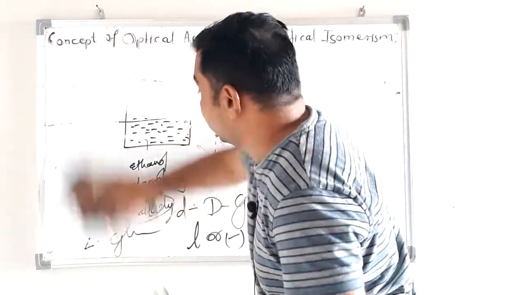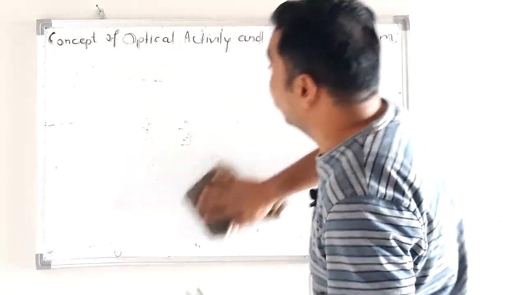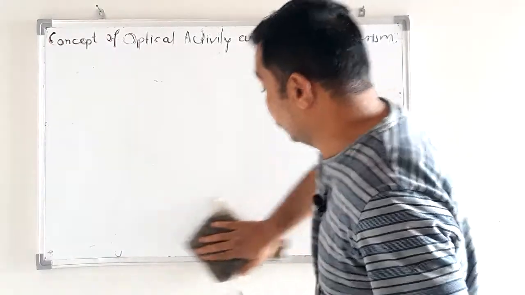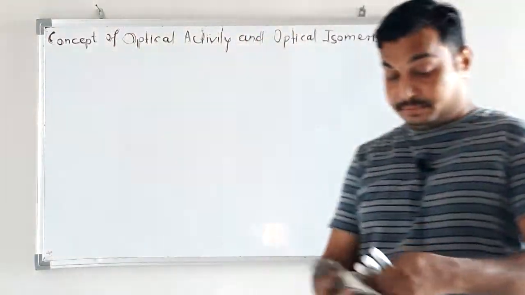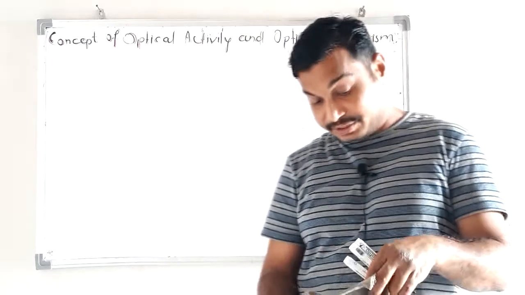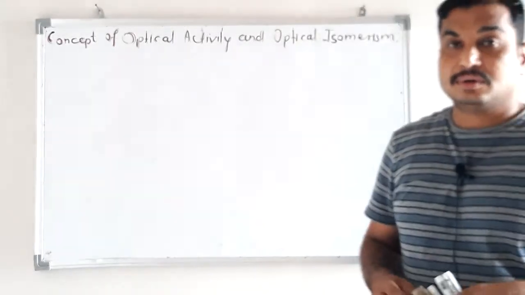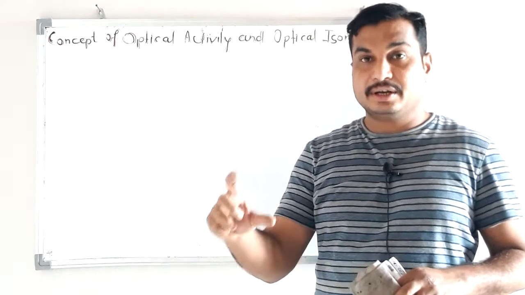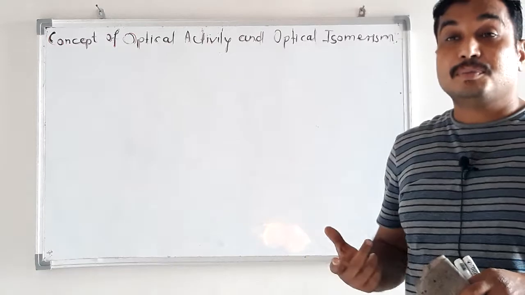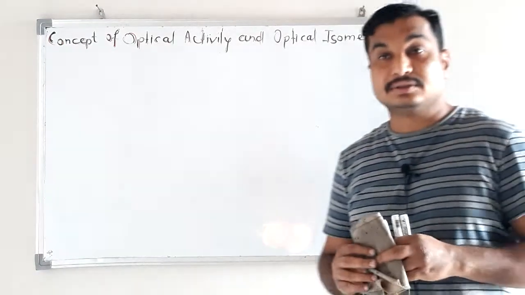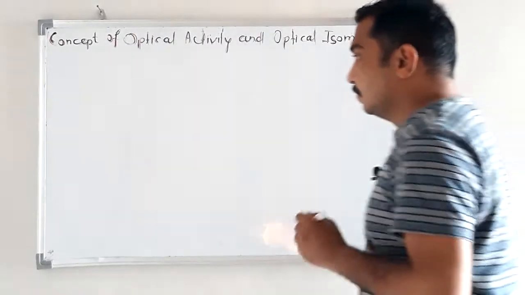Again, I am going to explain optical activity and some terminology in this. Now here some questions arise in optical activity. Some compounds are able to rotate plane polarized light, no doubt, and some compounds are not able to rotate plane polarized light. What is that?